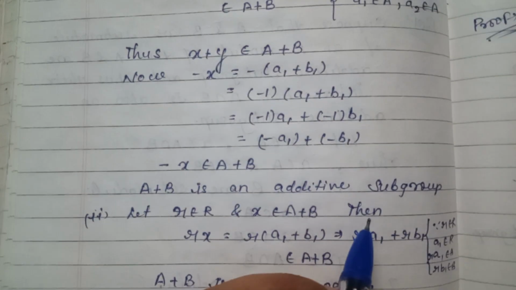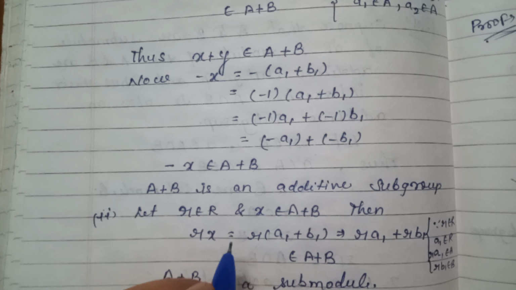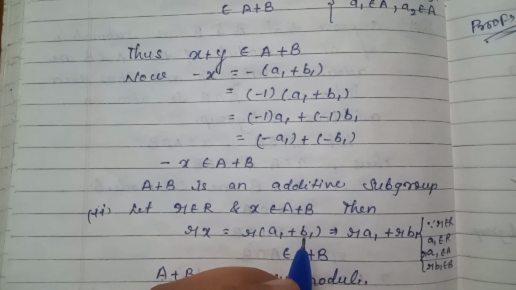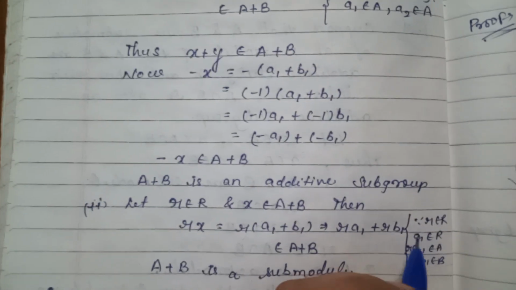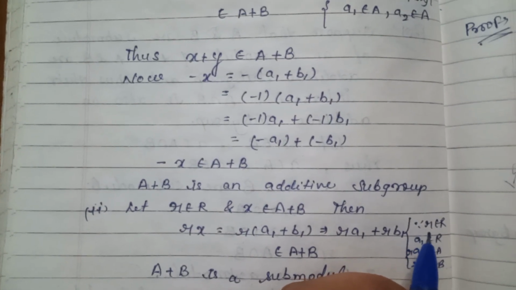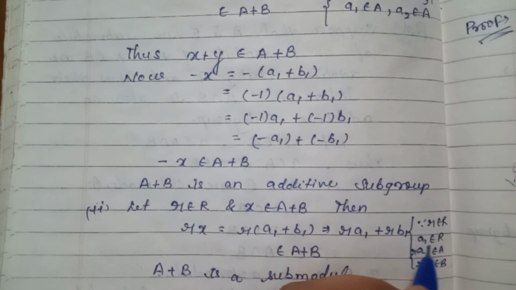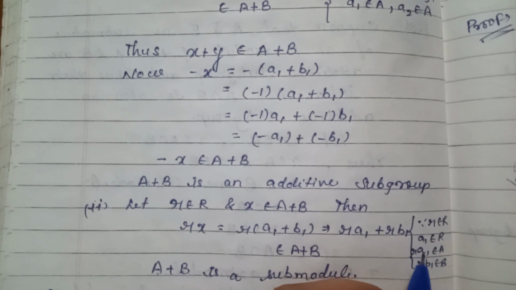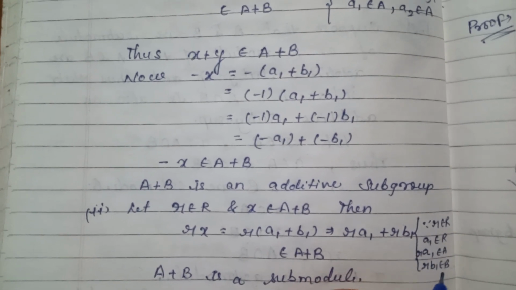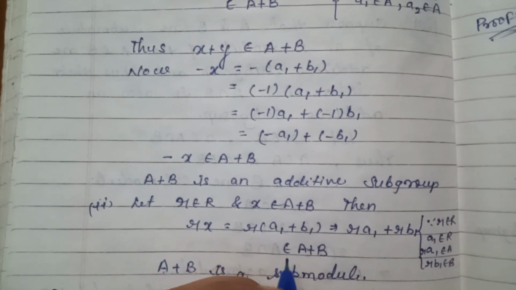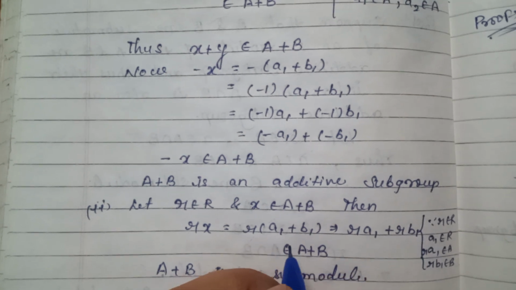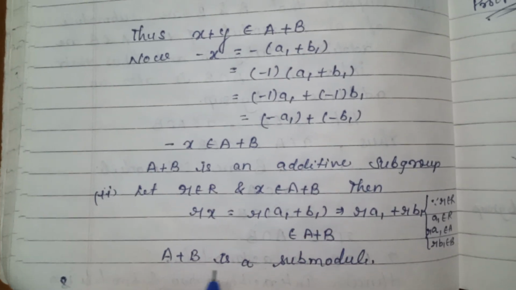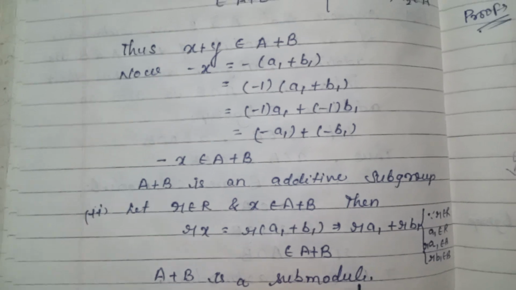Now the second is: let small r belong to capital R and x belong to A plus B. Then rx is equal to r(a1 plus b1), which implies ra1 plus rb1. Since small r belongs to capital R and a1 belongs to A, ra1 belongs to A and rb1 belongs to capital B, so this belongs to A plus B. This ra1 plus rb1 belongs to A plus B. So A plus B is a submodule.